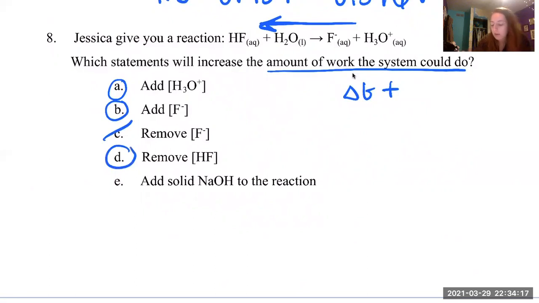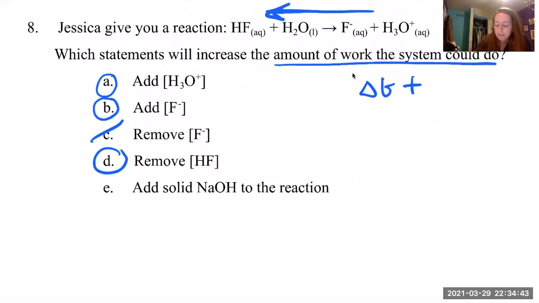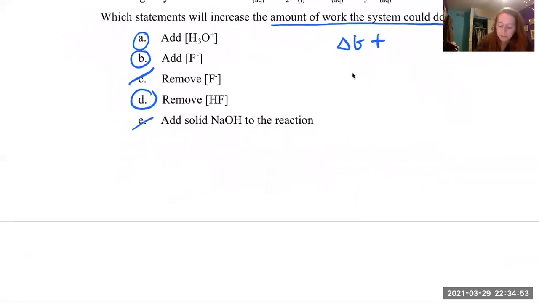Driving equilibrium the other way. That might not be the best way to describe it. Basically, driving the reaction toward the left is what we want. If we did add NaOH to the reaction, it would drive it to the right, okay? It would drive it to the right because it would be a better base than water and react with HF, which is a weak acid, which is not what we want. We don't want it to go forward. We want it to go backward.